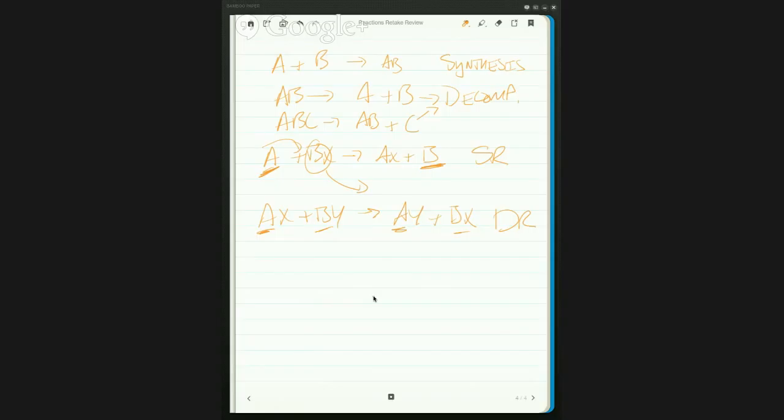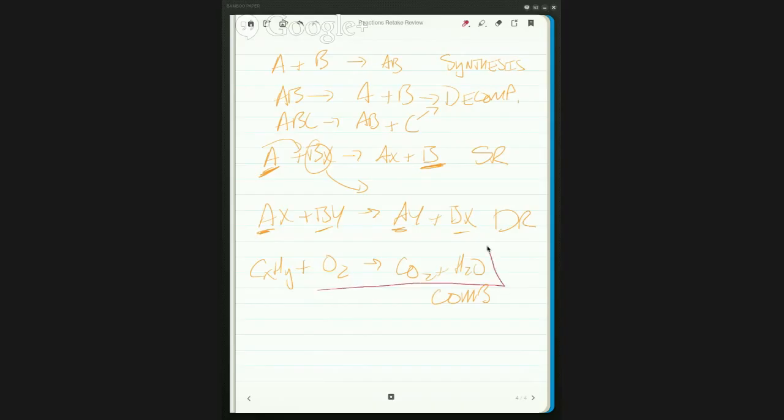It is the only reaction type with no single elements. Every other reaction type has a single element somewhere in there, but not double replacement. Okay, and finally, CxHy plus O2 yields CO2 plus H2O. Okay, and this one's combustion, the last one.